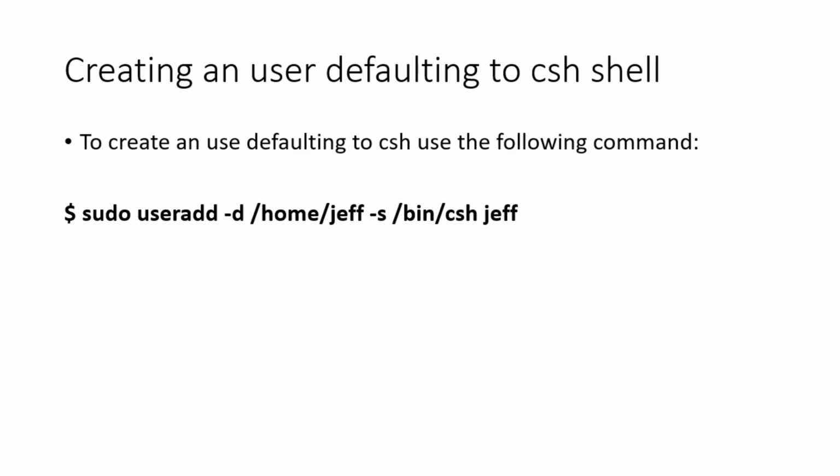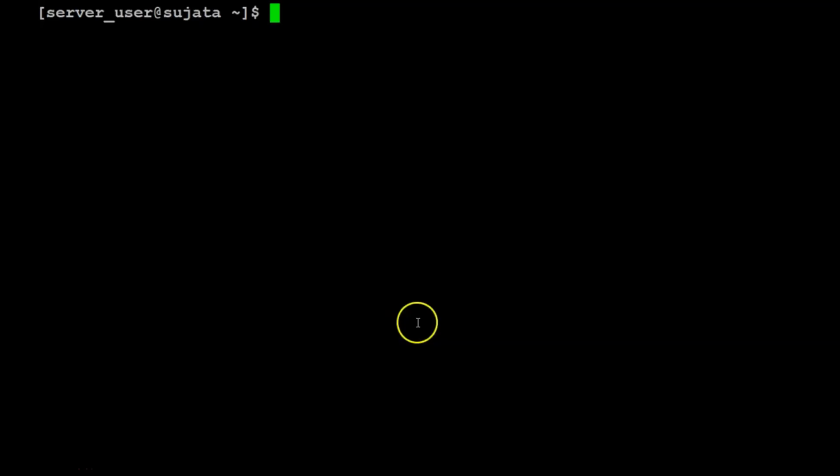Thank you, and let's go over to a demo. In this demo, we will learn to check the value of the shell variable, install the C shell program on CentOS, and create a user defaulting to the C shell. To check the value of the shell variable, enter echo space $shell.